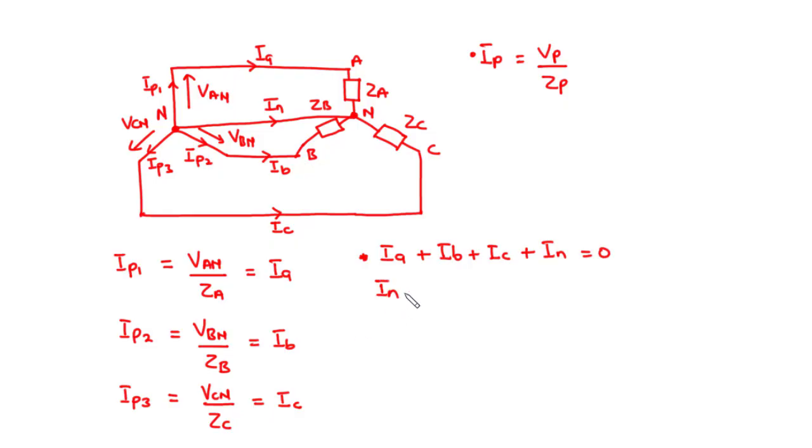So the current flowing through the neutral line is the negative of the sum of the current values Ia, Ib, and then Ic. So basically, the current that flows through the neutral line is equal to the phasor sum of the three line currents, that is Ia, Ib, and then Ic. And the negative only indicates the direction of In. So having obtained this knowledge, let's move on to solve a few examples.